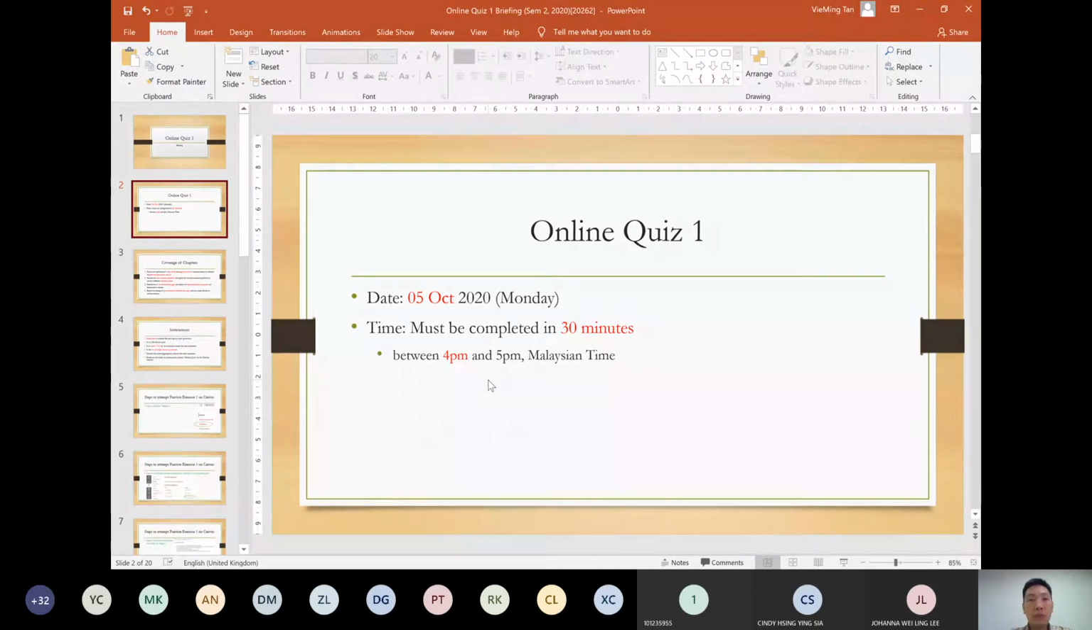Okay, any questions so far before we move to the next slide about the time of the quiz? So far so good. But anyway, on the same day, I'm going to send you one more email through Canvas to remind you to attempt the online quiz on the 5th of October. I probably will send one email in the morning on the coming Monday. Okay, any questions so far? I'll stop for a while.